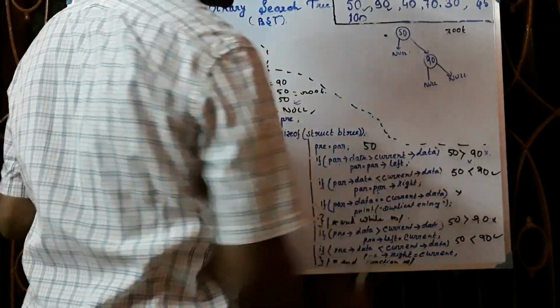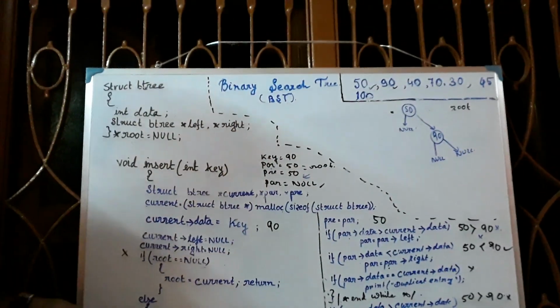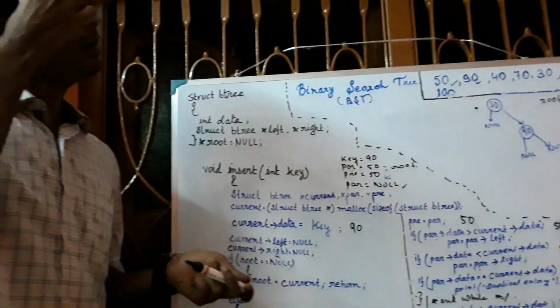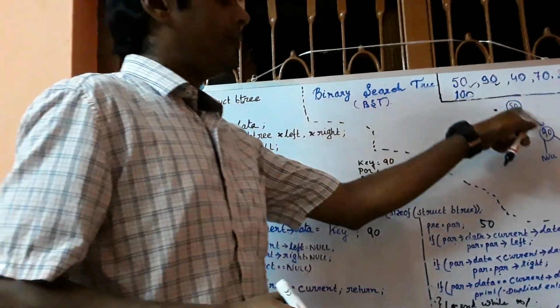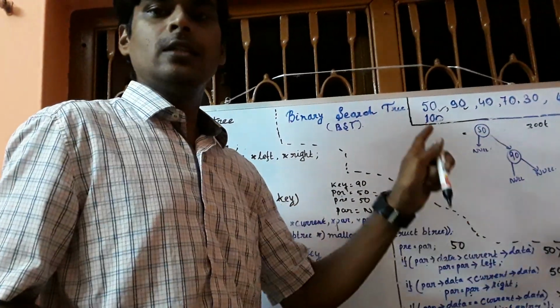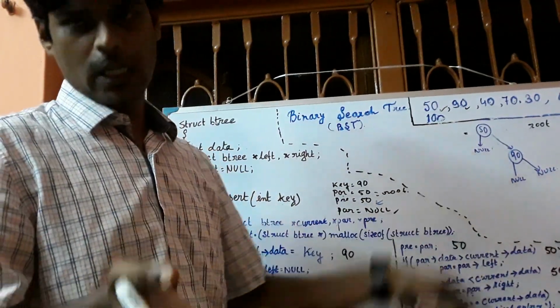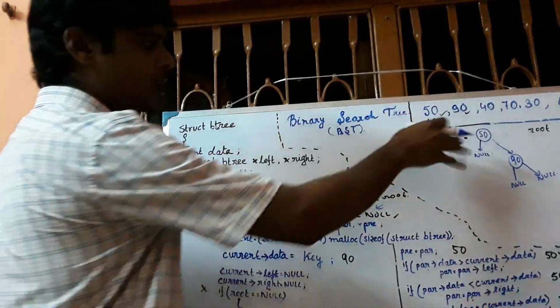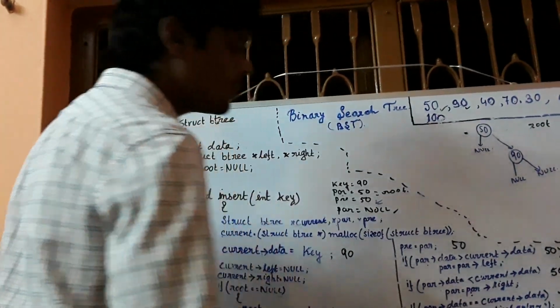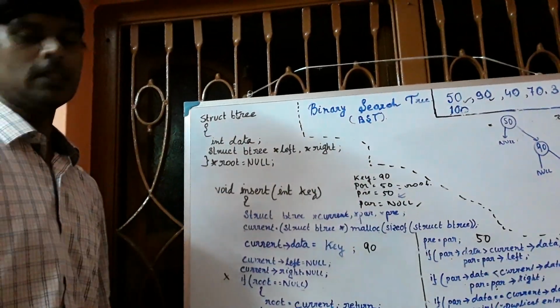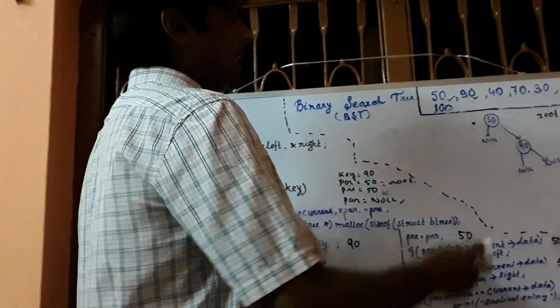It will become like this. Okay. So after 50 and 90, I have got a binary search tree. 50 is the root node and 90 is the right child. Right. So the condition is true. Now we are going for the next iteration, that is the next value. Next value is 40.